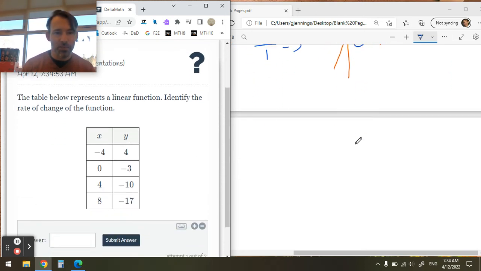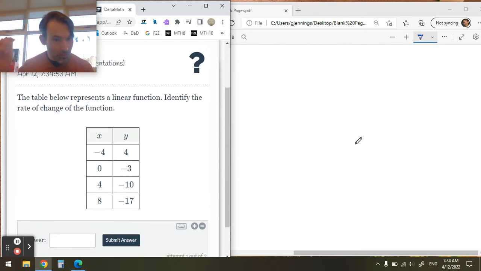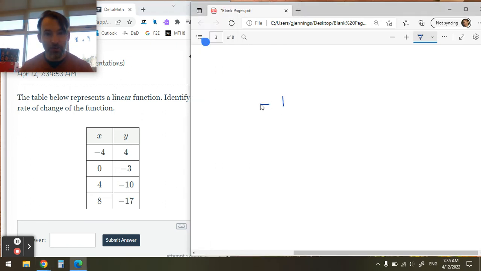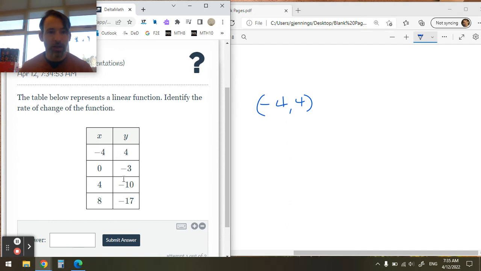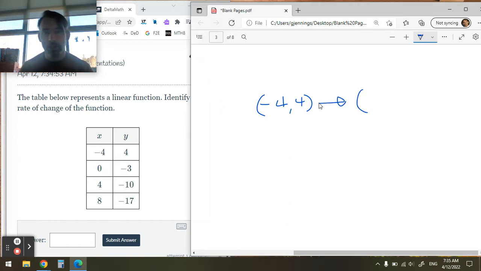So then we're going to work from tables. Here we go from the point (-4, 4). That's the first point in the table here, and then that runs all the way to (0, -3). So it ran from -4 to 0.